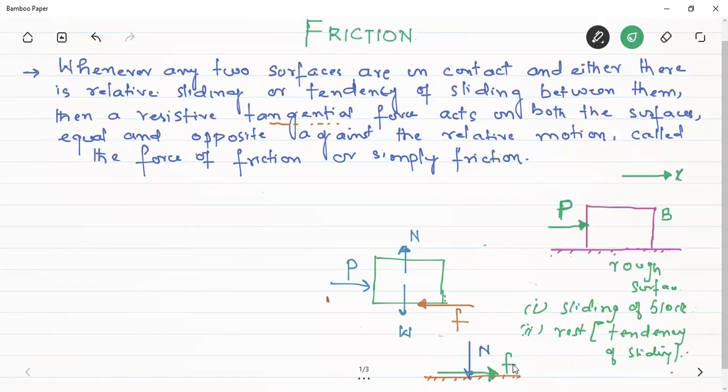So therefore, we can read this statement again. Whenever any two surfaces are in contact and either there is a relative sliding or tendency of sliding between them, then there is a resistive tangential force. Again, you can see that on this ground, this friction force is a tangential force. A resistive tangential force acts on both the surfaces, equal and opposite, against the relative motion, called the force of friction or simply friction. So one more term here is relative motion.